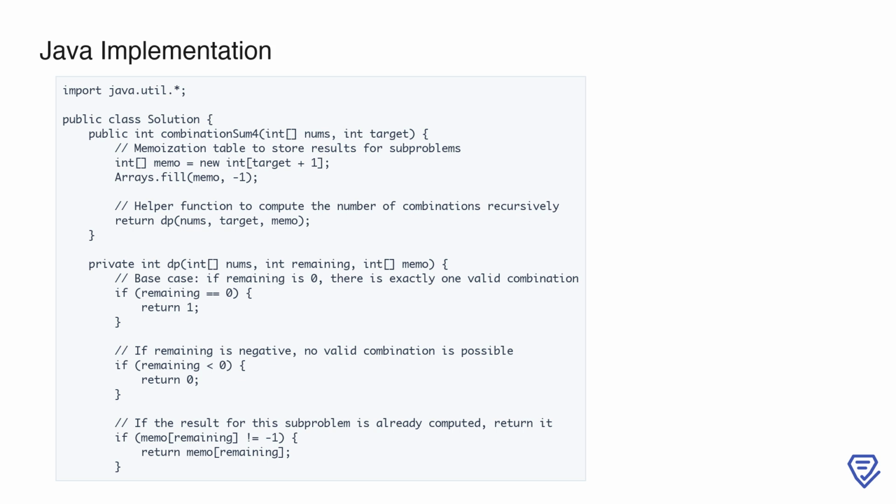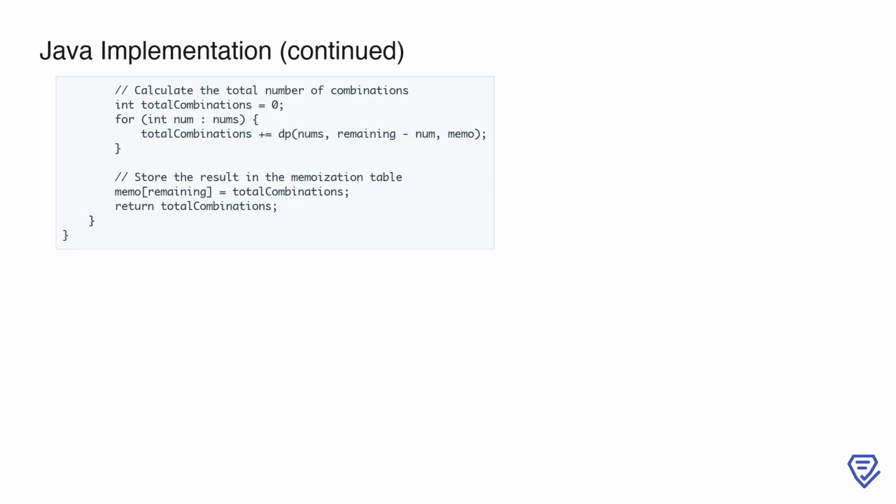Lastly, if the result for the current remaining value is already computed and stored in the memo array, we simply return that value to save computation time. Now, we calculate the total number of combinations for the current remaining value. To do this, we iterate through each number in the nums array. For every number, we recursively call the DP function, reducing the remaining value by that number. The results from these recursive calls are added to the total combinations variable, which keeps track of the total number of valid combinations for the current state.